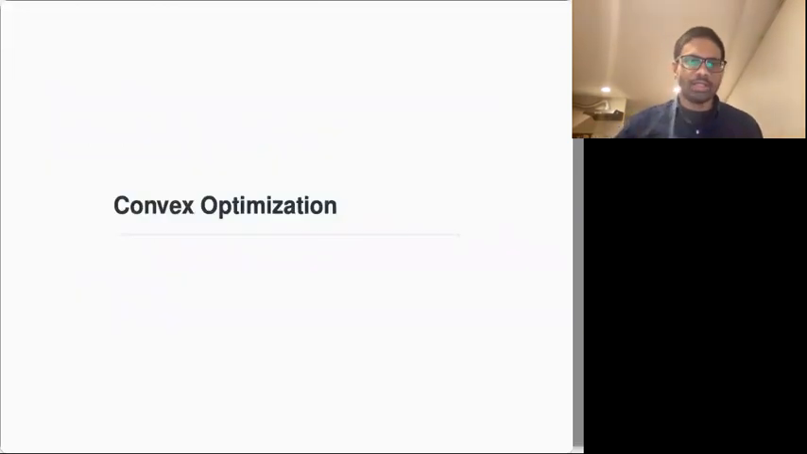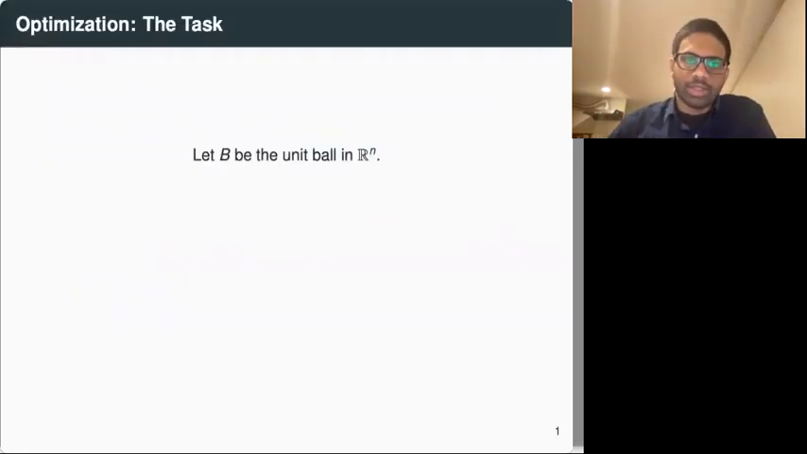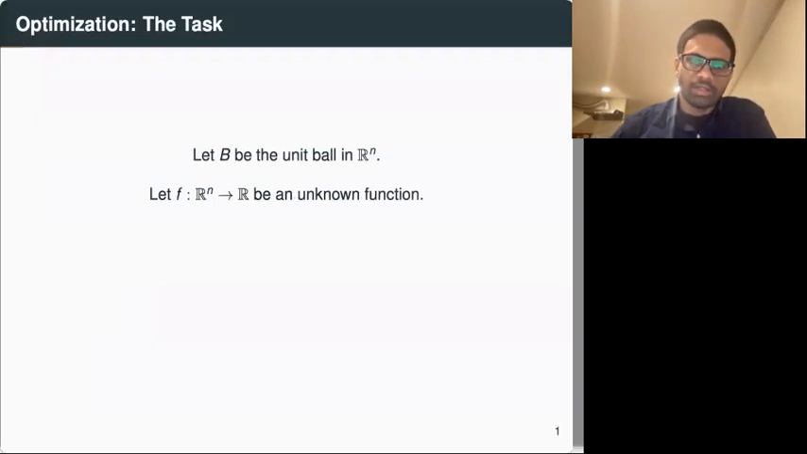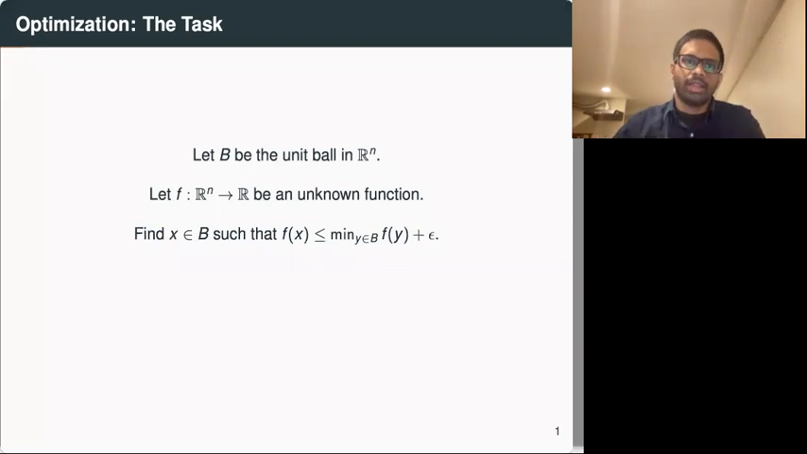The task of optimization in general is quite simple to state. You have an unknown function that takes in n real numbers and outputs one real number. You want to minimize this function in some region, which we'll assume to be the unit ball for the purposes of this talk. To formally state that, we want to find an input point x in this region, such that your function value at this input point is close to the minimum. It need not be exactly the minimum possible, but it's at most epsilon more than that. We'll call such points epsilon optimal points.